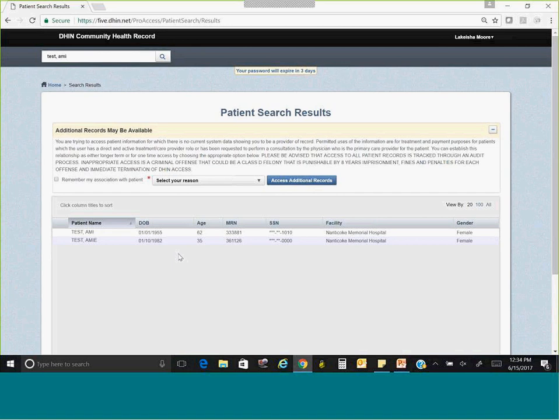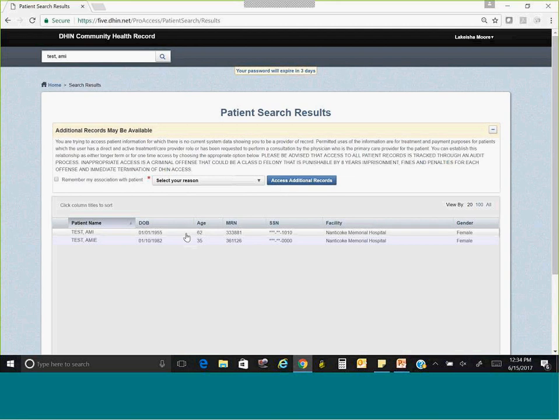Whenever you've got a relationship with a patient, remember that patient will automatically come up for you, but you'll only be able to view initially what your providers ordered on this patient. So Test Amy, I actually want the one that was born January 1st, 1955. I'm not going to hit Access Additional Records yet. I'm actually going to show you how you can do that while you're in this patient's chart. But that is an option.